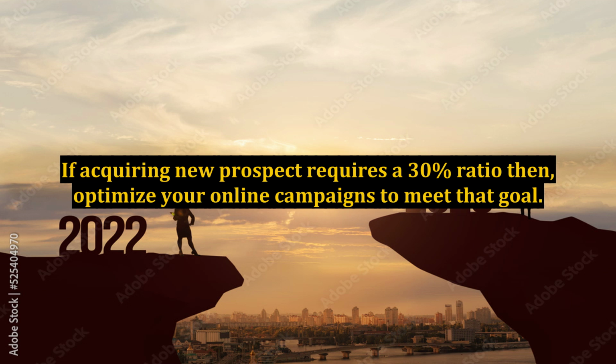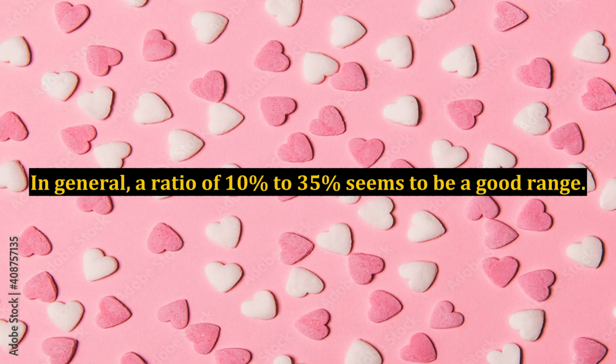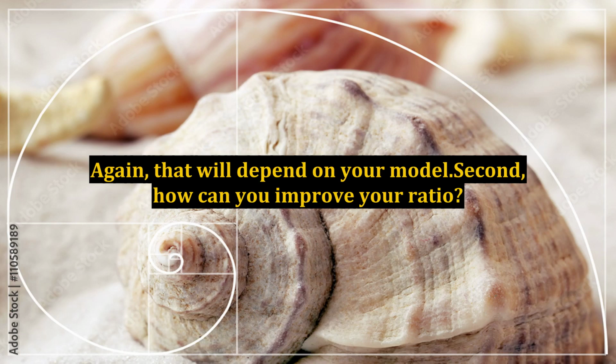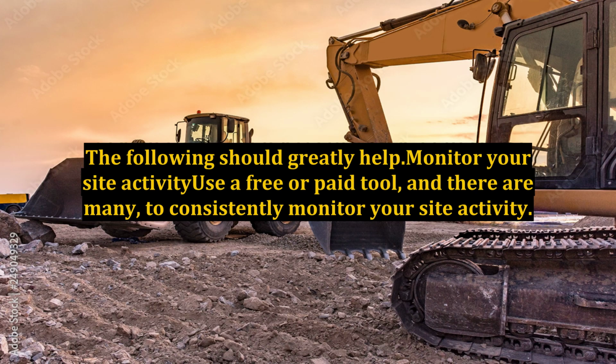If acquiring a new prospect requires a 30% ratio, then optimize your online campaigns to meet that goal. In general, a ratio of 10% to 35% seems to be a good range. Again, that will depend on your model. Second, how can you improve your ratio? The following should greatly help: monitor your site activity.